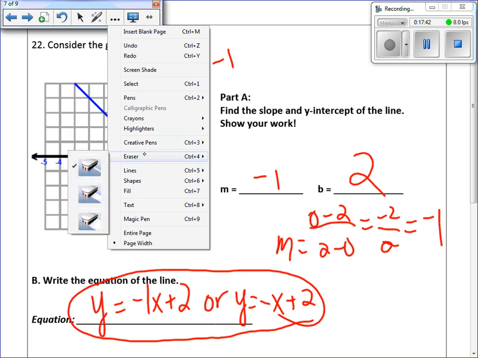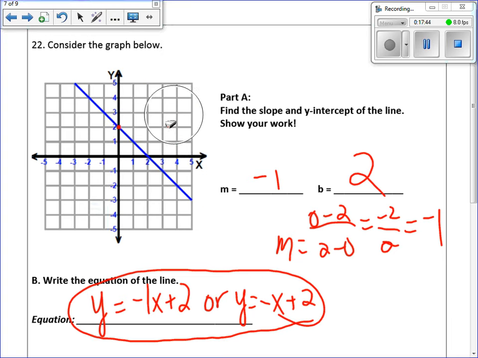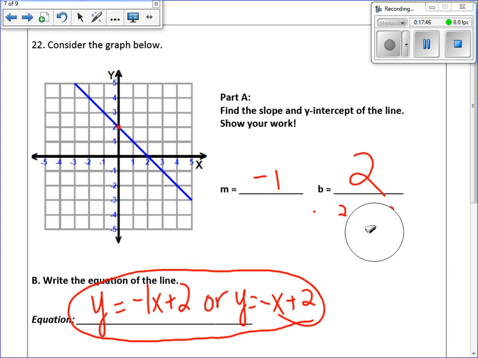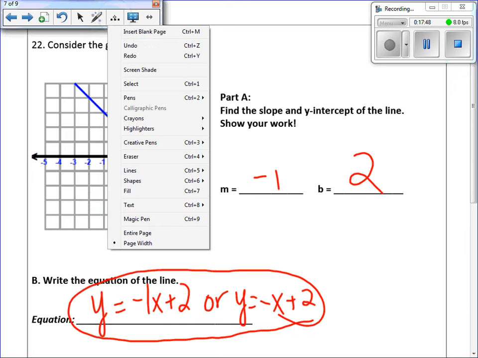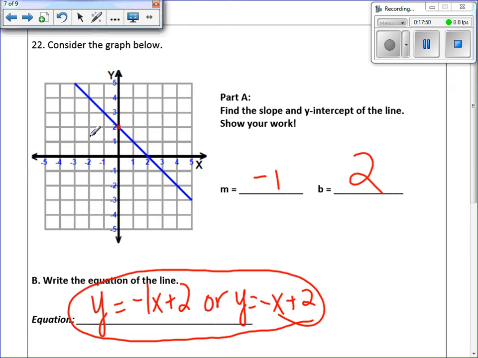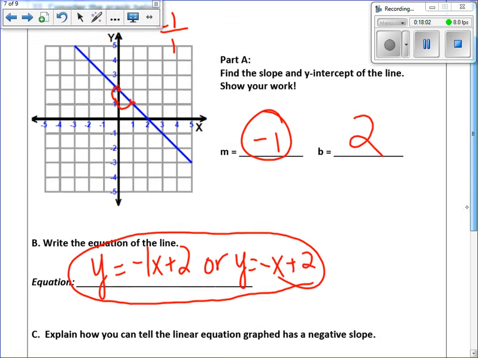You could have picked a different point to make your life even easier so that you didn't have to deal with simplifying. So you could have picked the point they gave you and this one right here. That's a good point. So down 1 over 1, down 1 over 1. So that's still -1 as the slope.